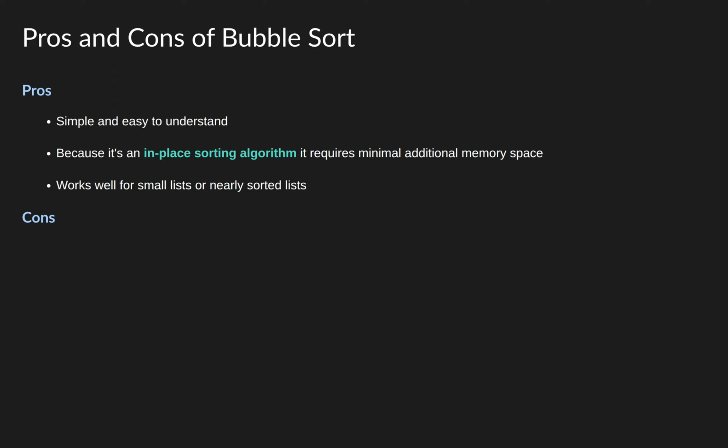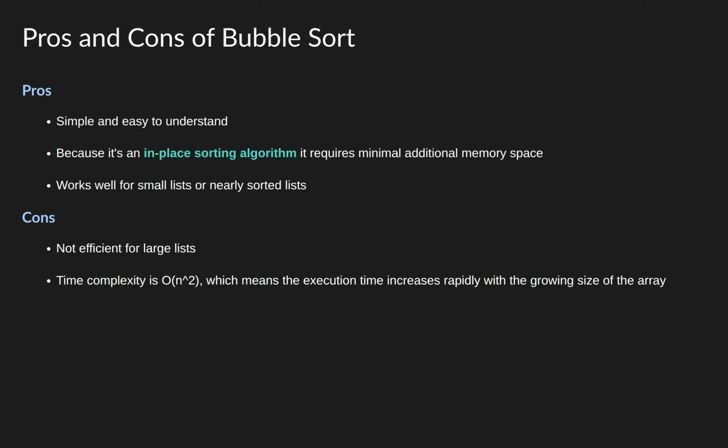Disadvantages. However, there are some important drawbacks to keep in mind. It's not efficient for large lists. As the list grows, the time it takes to sort increases rapidly. The time complexity is what we call O(n squared), or O(n²). This means that if you double the size of your list, the sorting time actually gets 4 times longer. So, it's definitely not the best choice for sorting big datasets.